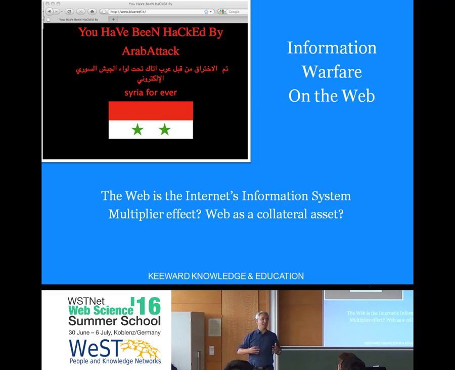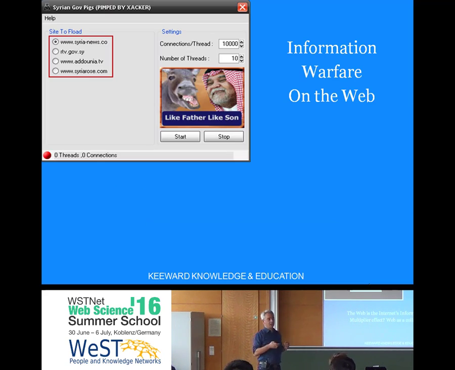You launch an attack, and this attack has a multiplier effect because people are talking about the attack on the web, and sometimes you can also launch the attack on the web. So that's one of the research questions that we have. This is an example of something that was done by the Syrian government. This one is the one by the anti-government.